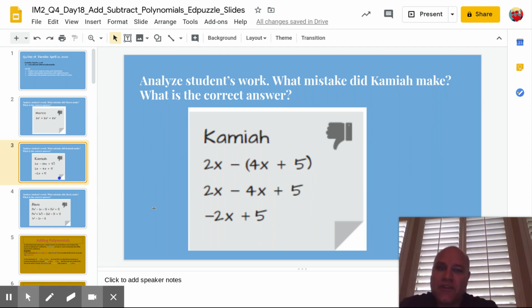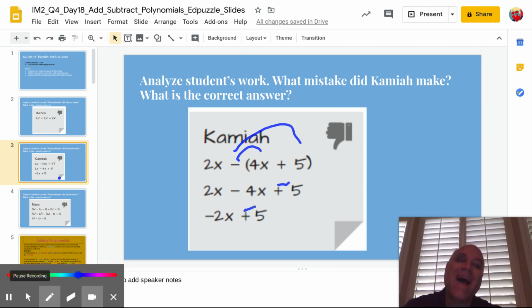Kamaya has 2x minus parentheses 4x plus 5 and works down to negative 2x plus 5. Again, thumbs down. Kamaya made some type of mistake. Can you figure out the mistake and what is the correct answer?